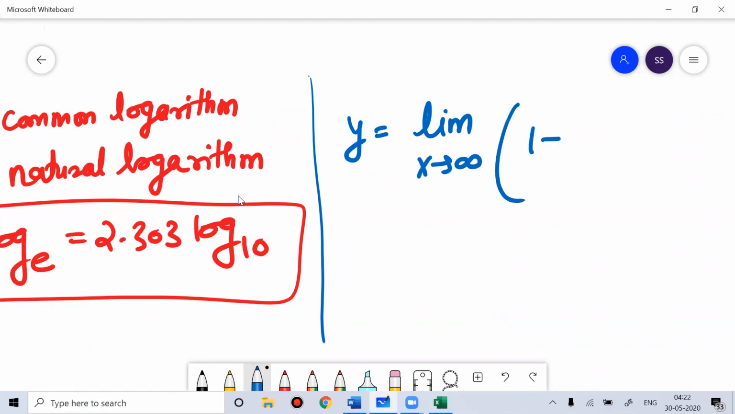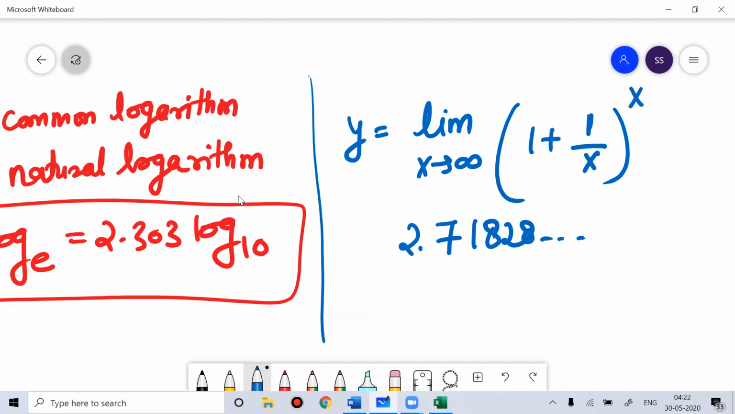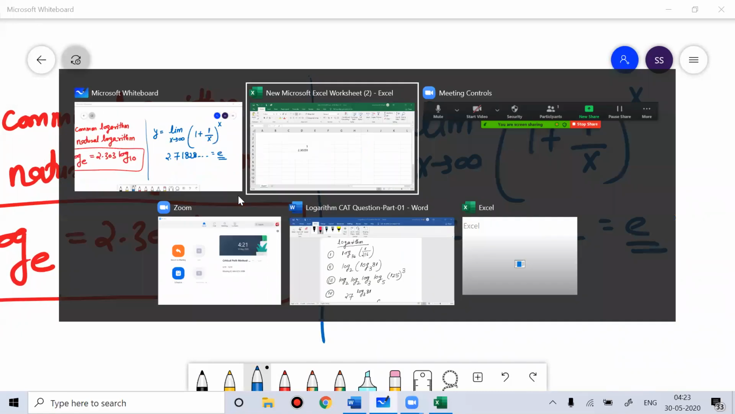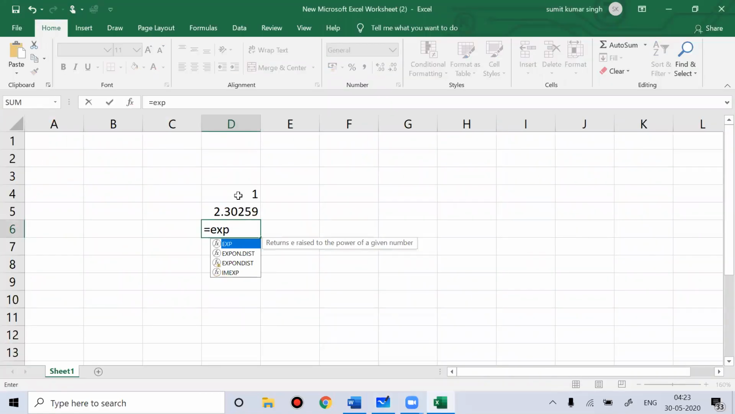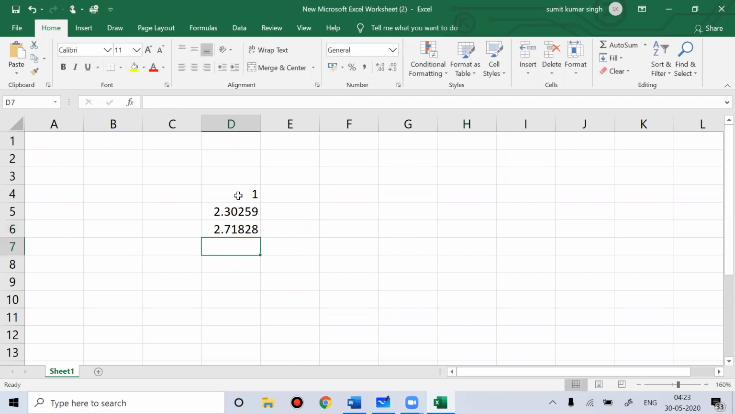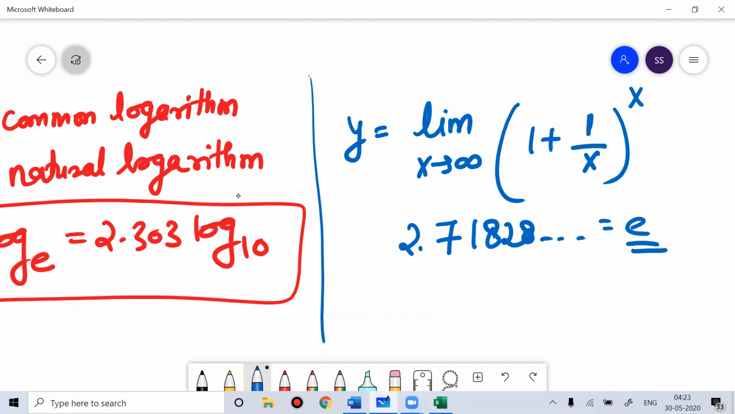If you sit with Excel or any calculator, and write y equal to (1 plus 1 by x) to the power x, and you put any large value of x here, ultimately you will get a constant. That constant is an irrational number, around 2.71828. That was put under the name of the mathematician Leonhard Euler, and this is called e. In Excel, we write e with exp, and you can see 2.71828. So this is your e.